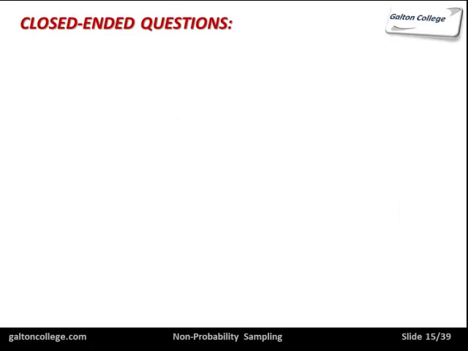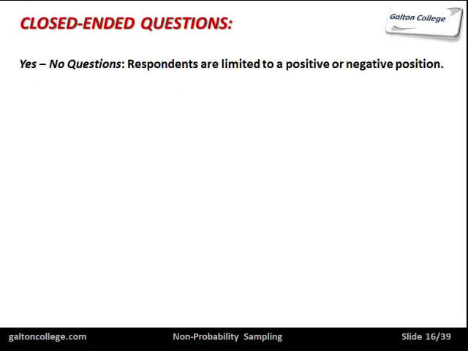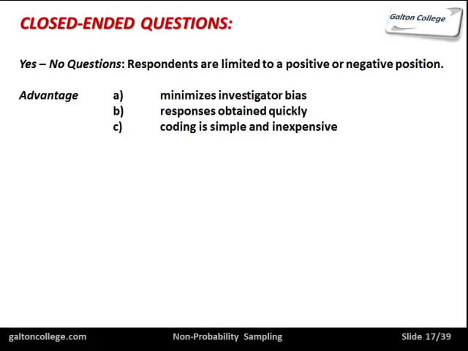Close-ended or closed questions. Well, these are yes or no questions. The respondents are limited to positive or negative. Do you agree? Do you not agree? There's nothing in between. These minimize investigator bias. You simply pose the question and it's yes or no. The responses are obtained quickly, and of course the coding is very easily done. It's very easy to analyze how many agreed or how many disagreed, it's very easy to do that sort of analysis.